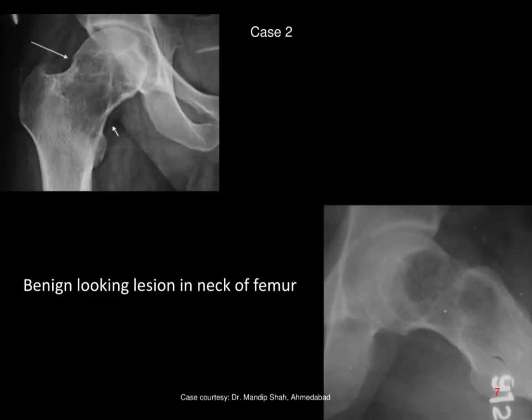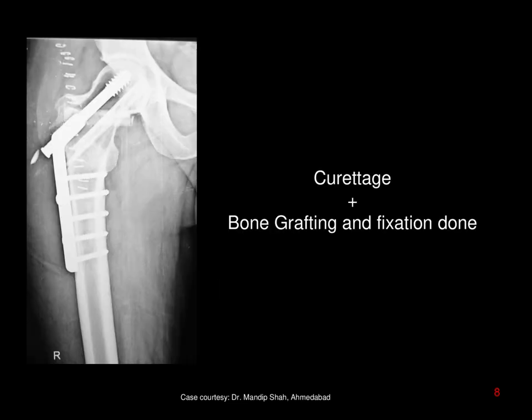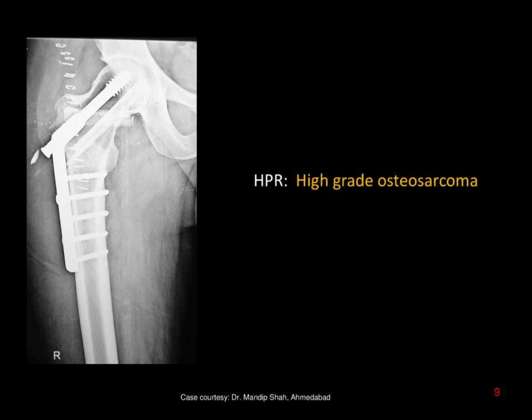Case number 2. This is another young man who had a lytic lesion in the head and neck of the femur. Based on the imaging findings and perhaps based on the report on imaging, it was considered a benign lesion in the head and neck of the femur. Most likely it was suspected as giant cell tumor. The patient underwent curettage, bone grafting and fixation. The curetted material was sent for histopath and the final histopath report was high grade osteosarcoma, and you can only imagine what happens next.